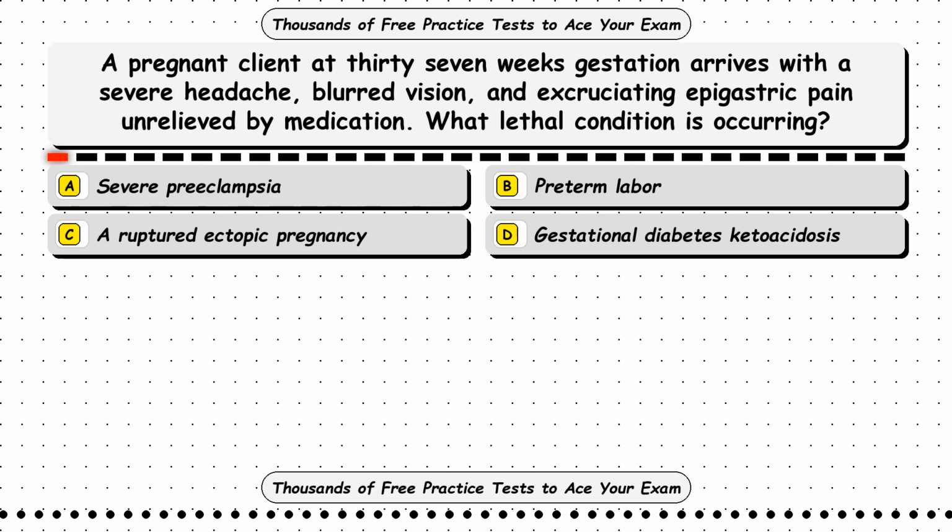Question 127. A pregnant client at 37 weeks gestation arrives with a severe headache, blurred vision, and excruciating epigastric pain unrelieved by medication. What lethal condition is occurring? Option A. Severe preeclampsia. Option B. Preterm labor. Option C. A ruptured ectopic pregnancy. Option D. Gestational diabetes ketoacidosis.